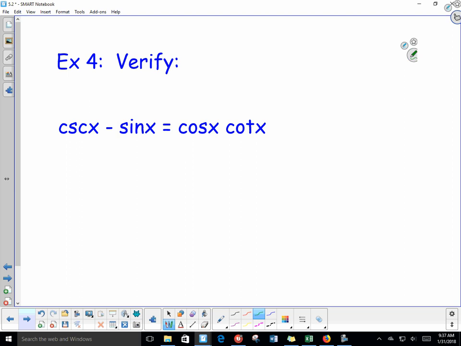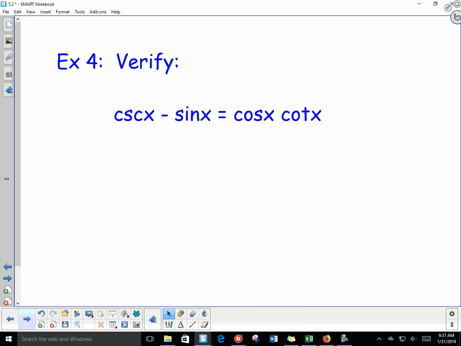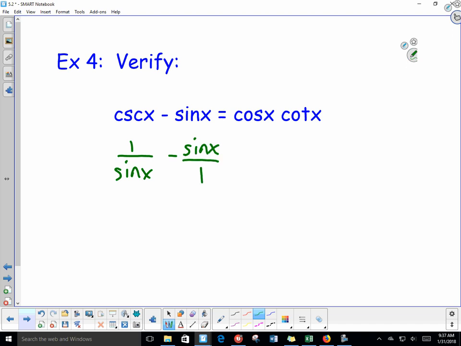We're verifying this identity. Cosecant x minus sine x equals cosine x cotangent x. I think that the subtraction side is going to be the more complicated side, so I would probably rewrite this maybe as 1 over sine x minus sine x over 1, right? Because sine x is the same as sine x over 1. And I'm trying to show that it's equal to cosine x cotangent x.